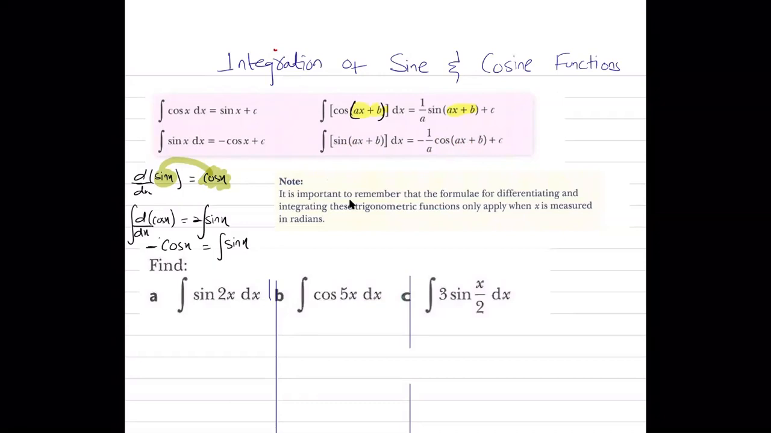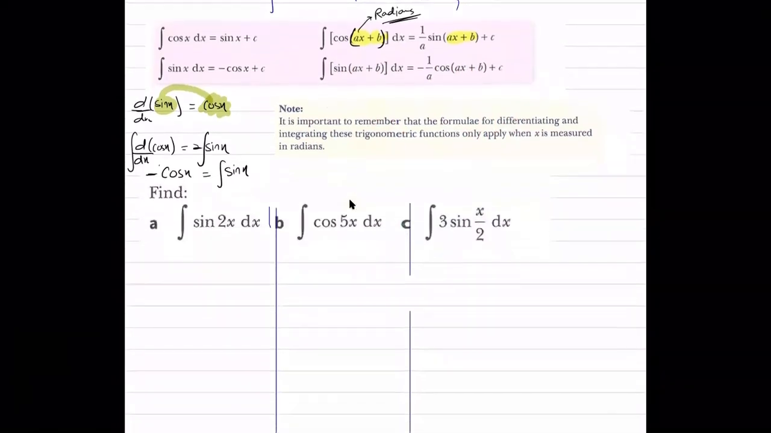Also remember that whenever we are differentiating or integrating, the formulas for differentiating and integrating these trig functions only apply when x is measured in radians. So this angle should be in radians always. Okay, let's see the first example. Integration of sine 2x.